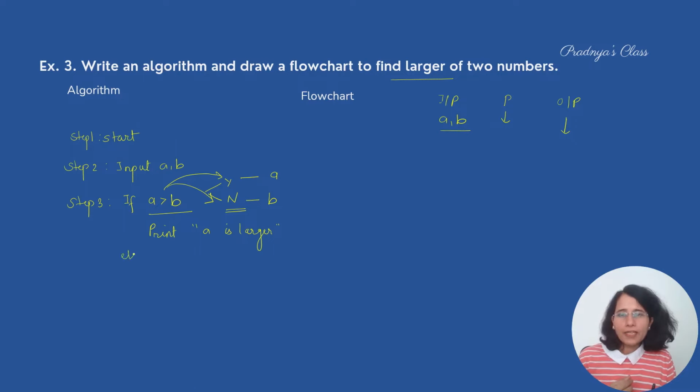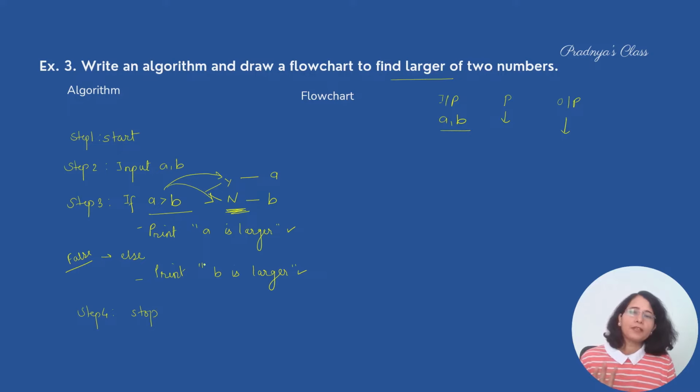So accordingly we can write the else part. The else part is the false part, or we can say it is executed on no or false. So in that case, if A is not greater than B, B is greater, or we can say B is larger. So we can print the message accordingly. So based on the condition, either this statement will execute or this statement will execute. So we processed and we got the result also. Now the last step we have to write is stop. So in this way we have written the algorithm.